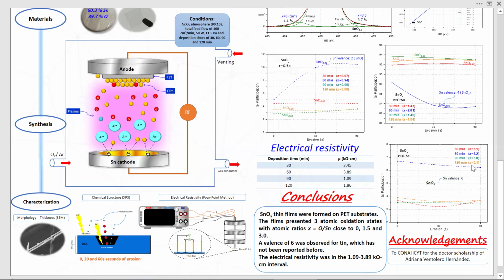The films presented electrical resistivity of the order of kilo-ohm, being higher for the films obtained at 30 and 60 minutes. In conclusion, the films presented 3 atomic oxidation states with stoichiometric ratio close to 0, 1.5, and 3. A valence of 6 was observed for tin, which has not been reported before. The electrical resistivity was in the 1.09 to 3.89 kilo-ohm per centimeter interval.